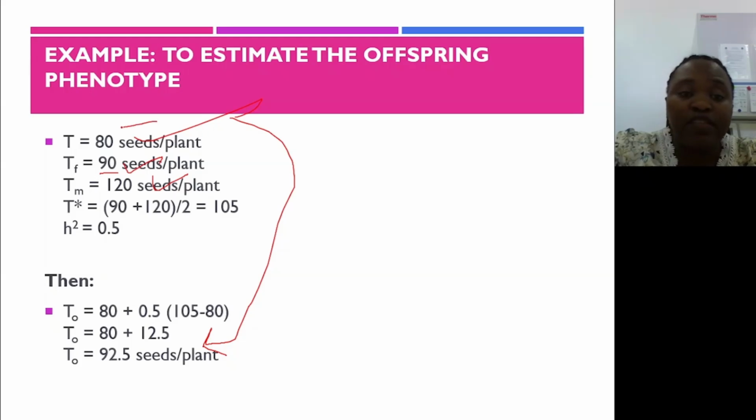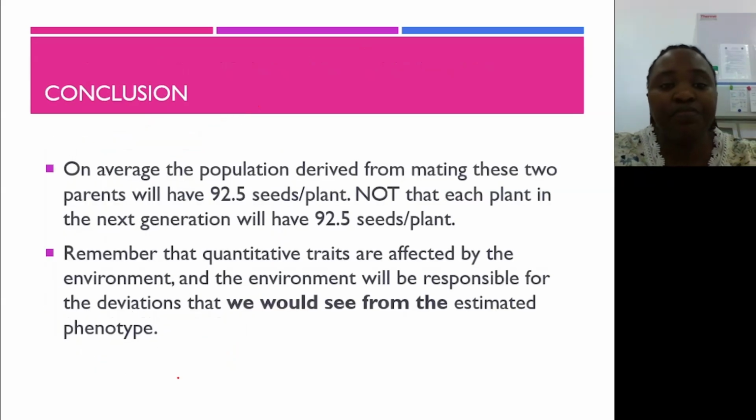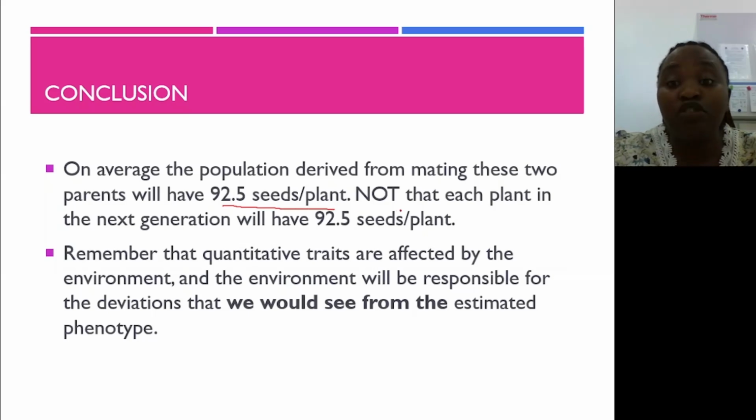And you can see that within the population, this is the mean. But now we have obtained a new mean of 92.5. So on average, the population that is derived from mating these two parents will have 92.5 seeds per plant. Note that each plant in the next generation will have this. It is the average of the new generation, which is a good thing.